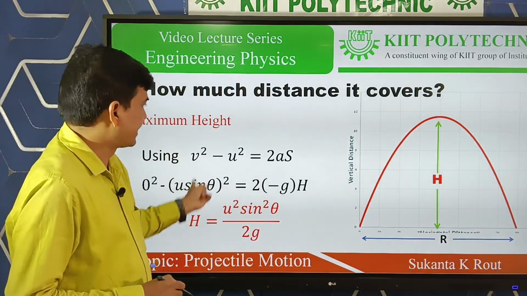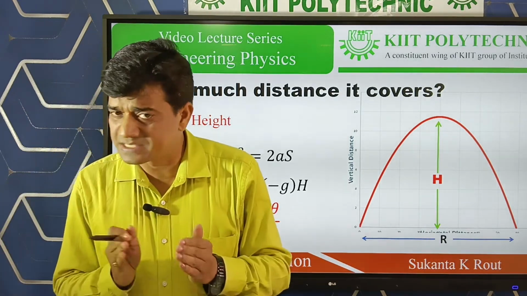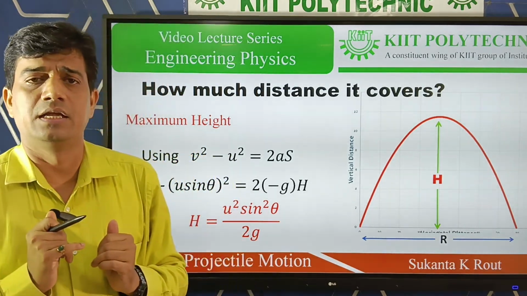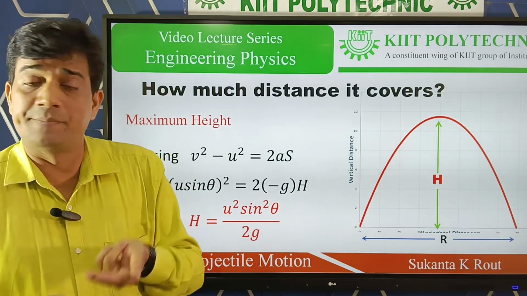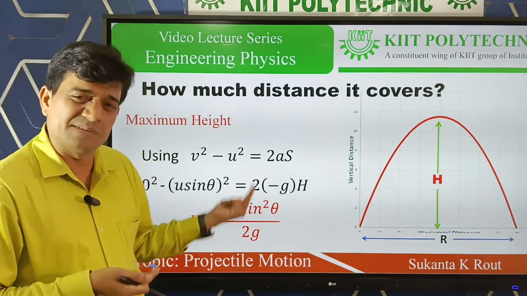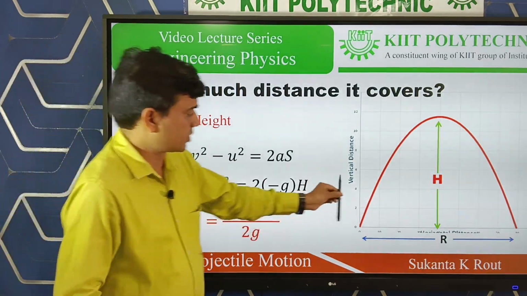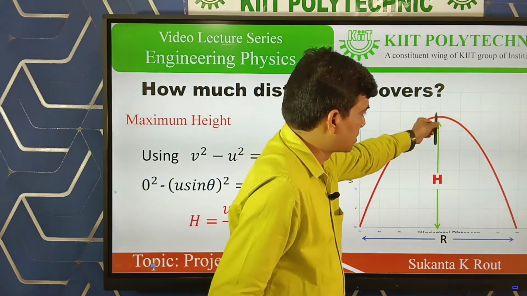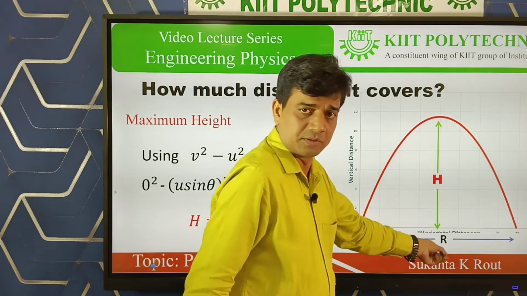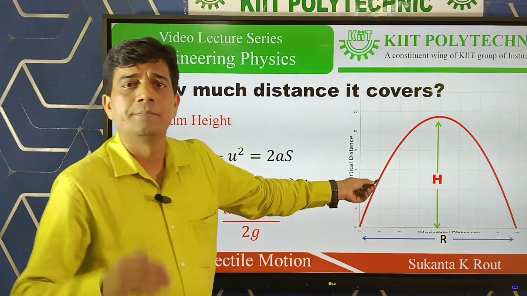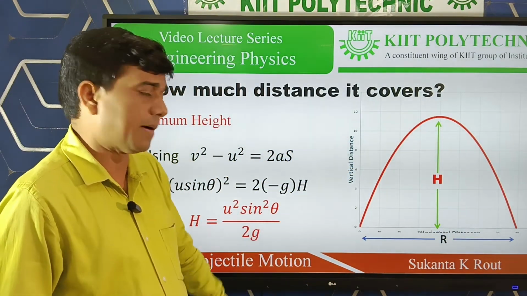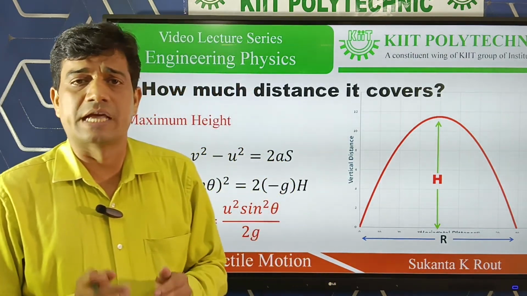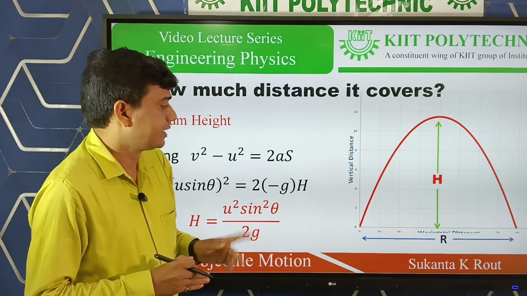So this is the maximum height, or the expression for the distance covered by the projectile in the vertical direction. Better you can say that it is the maximum vertical distance covered by the projectile, or the maximum height of the projectile. You have to remember this formula also: h equals u squared sin squared theta by 2g.